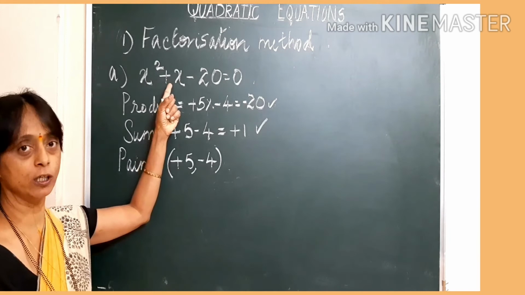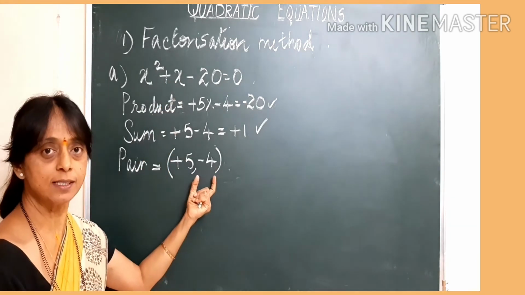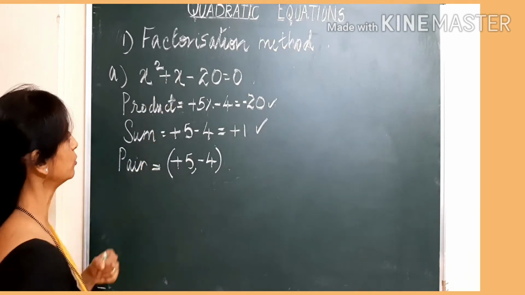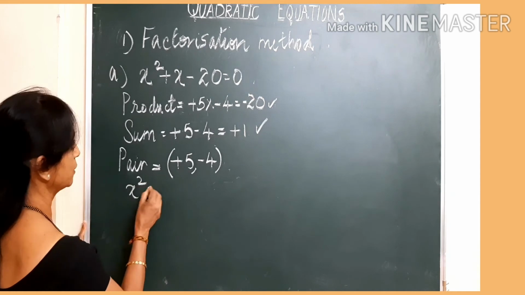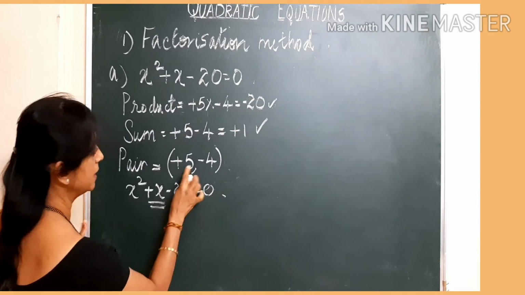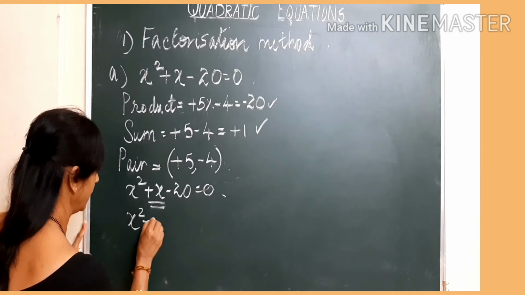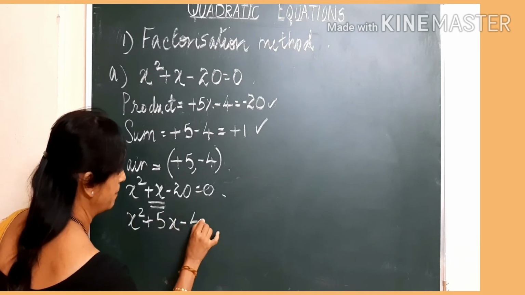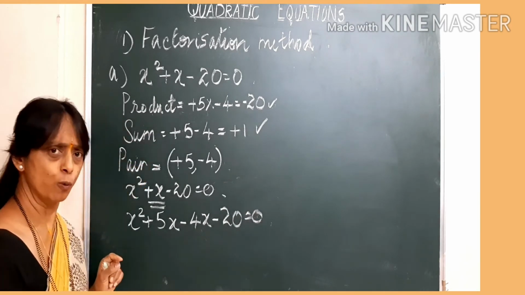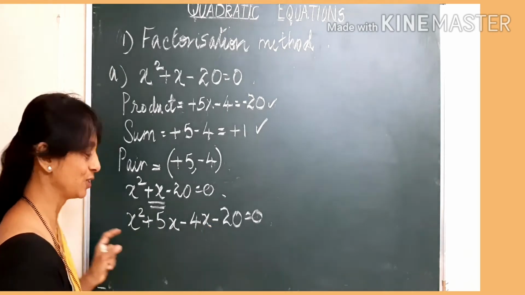Now let's move on to solve further to get the roots. We know once the pair is ready with us, what do we do? We split up the middle term into those two factors. So x squared, I'll rewrite the problem. The middle term is split up by the pair of numbers that you have chosen. So x squared plus 5x minus 4x minus 20, which is equal to 0. What do we do next? Definitely we pair the first two and the last two.